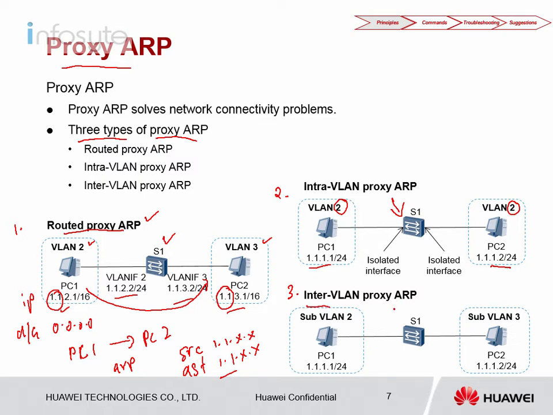And one final one, which is the inter VLAN proxy. This is where we are using the super VLAN to allow two different VLANs to communicate. You can see that this is sub VLAN 2 and this is sub VLAN 3. So we are going to create a super VLAN in the switch to allow the communication to take place. And for this, as we learned in an earlier topic, we have to enable inter VLAN proxy. So these are the proxy ARPs, so make sure that you understand proxy ARP.